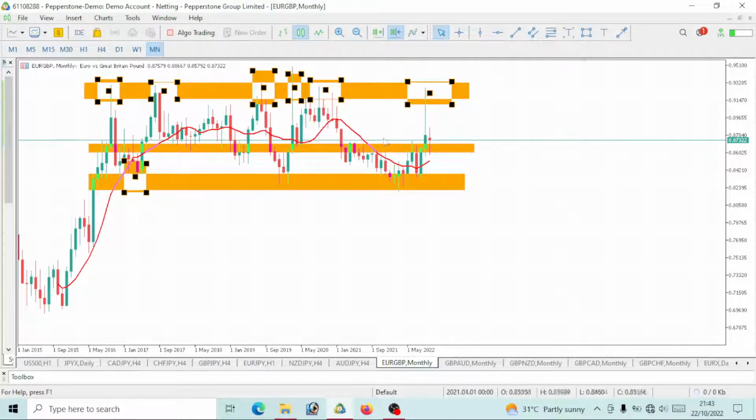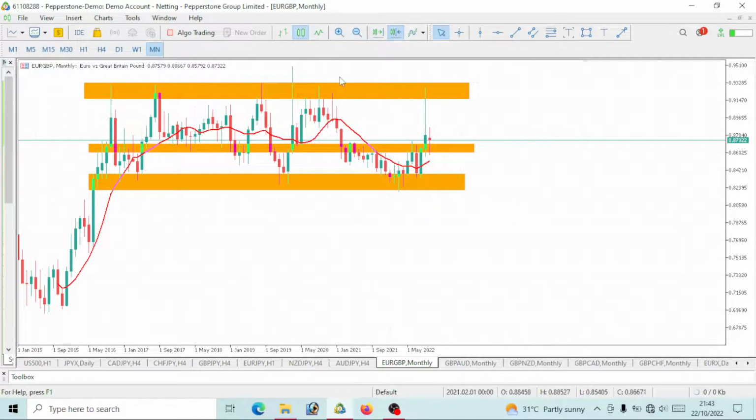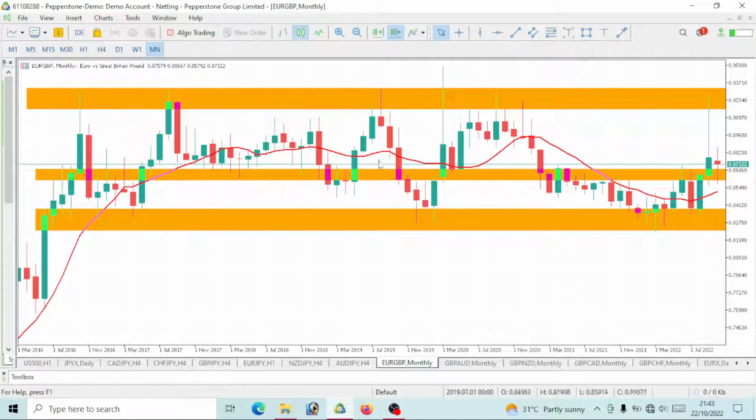Now here also rejection, here again rejection, and here comes the rejection. So basically this is our support downward. So we can now take this top as our resistance and the bottom as our support level. And I will be highlighting this level, which is our mid-range. Once the market is ranging, we can call it our mid-range.